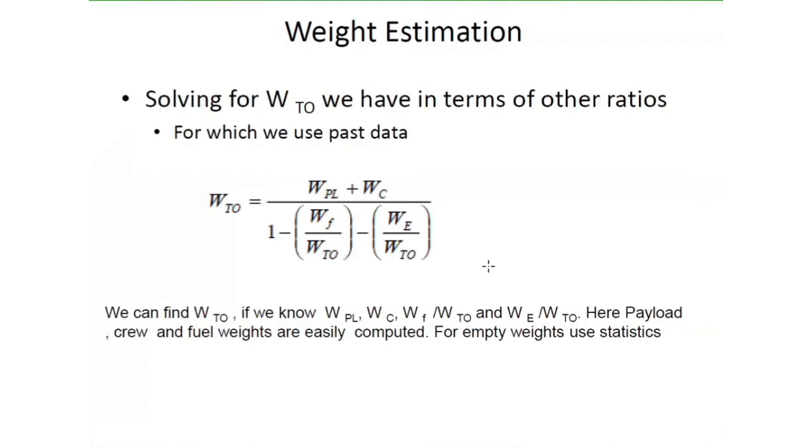Now, the numerator we have already estimated, depending on what the aircraft is, you estimated WPL and WC. But where do we get this fuel fraction and empty weight fraction? This is where we look at the existing aircraft and statistical data. And also, based on the nature of the aircraft, you can initially make a guess as to what kind of engine it's likely to use. Let me explain that.